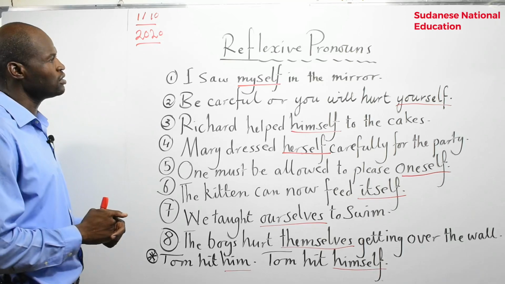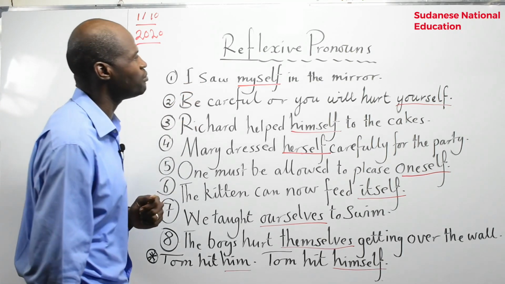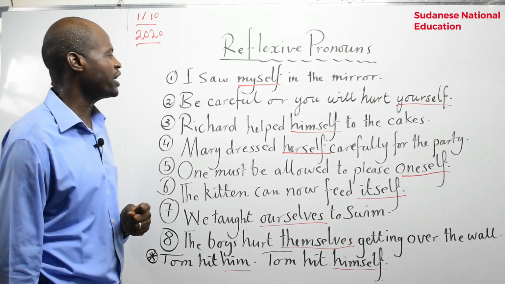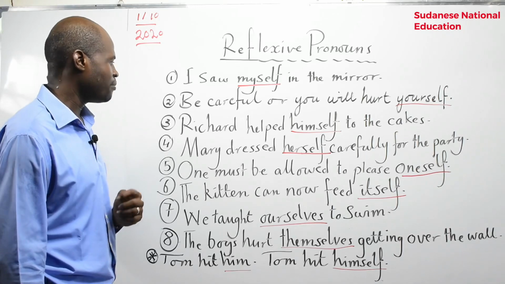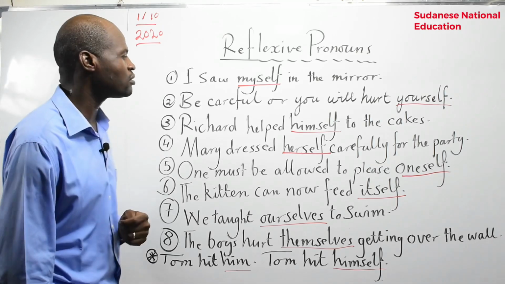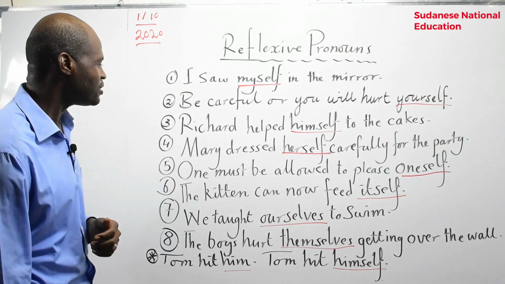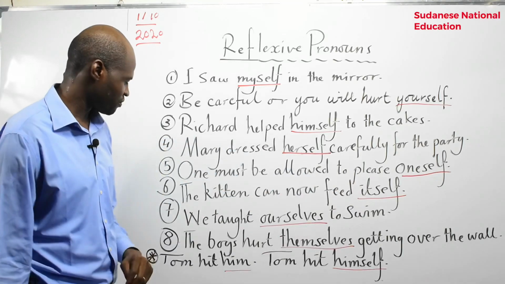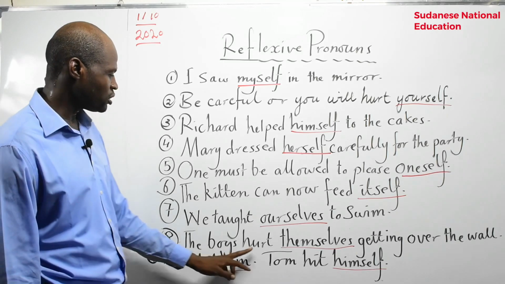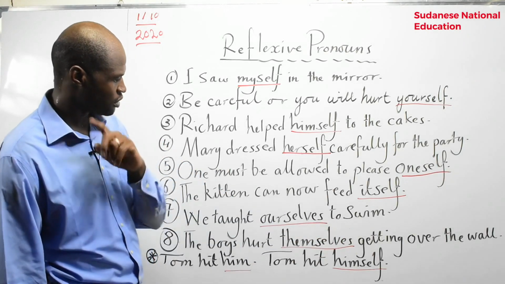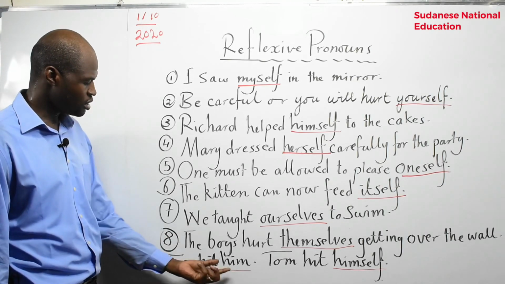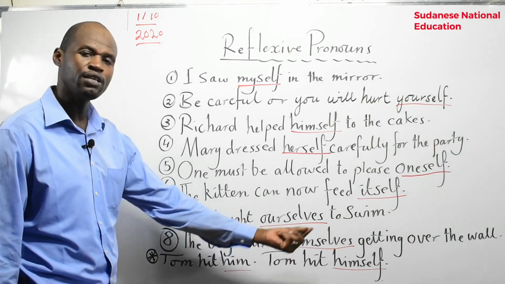Let's see here, we have sentences on the board. I saw myself in the mirror. Be careful or you will hurt yourself. Richard helped himself to the cakes. Mary dressed herself carefully for the party. One must be allowed to please oneself. The kitten can now feed itself. We taught ourselves to swim. The boys hurt themselves getting over the wall. And here, of course, there is a difference between "Tom hit him" and "Tom hit himself."